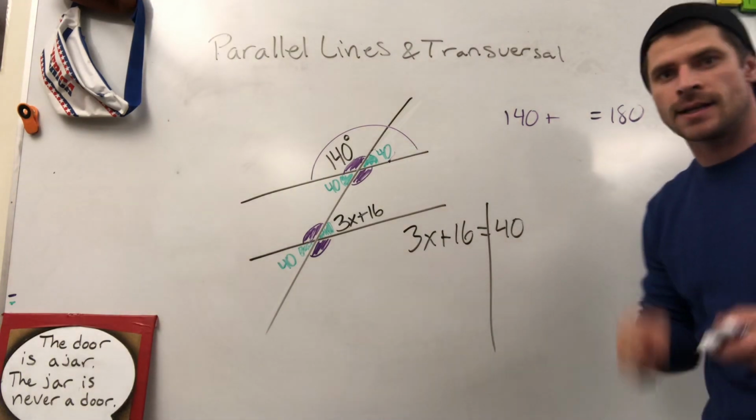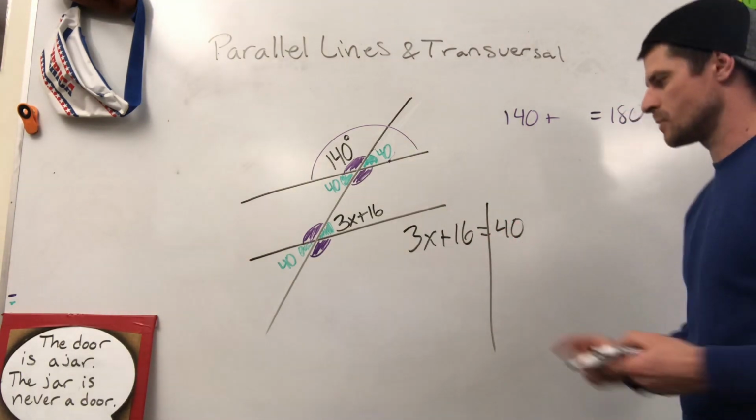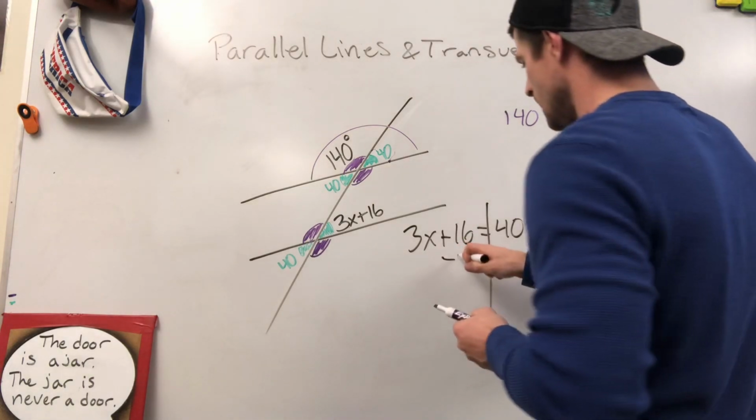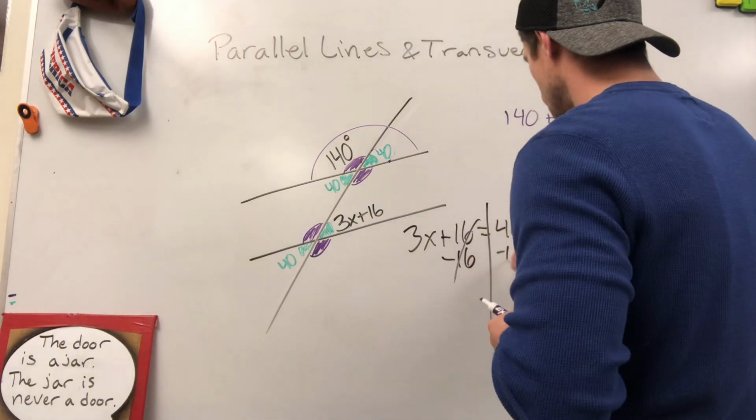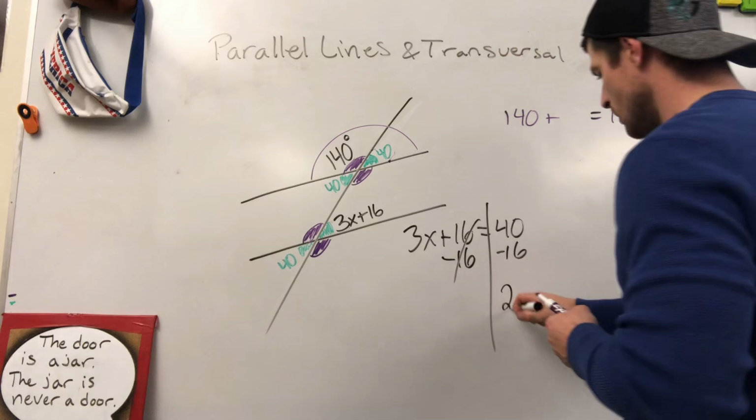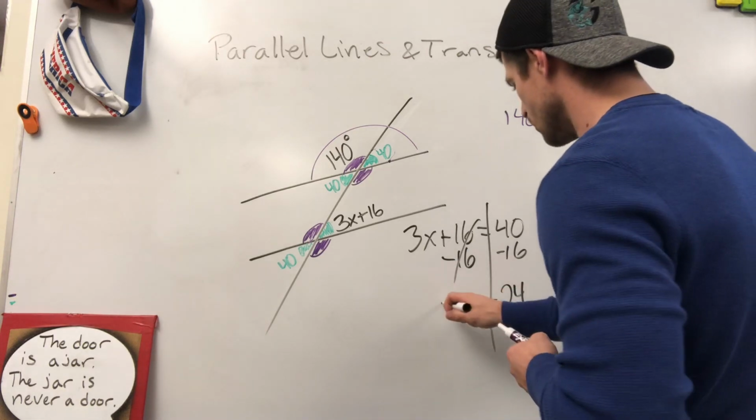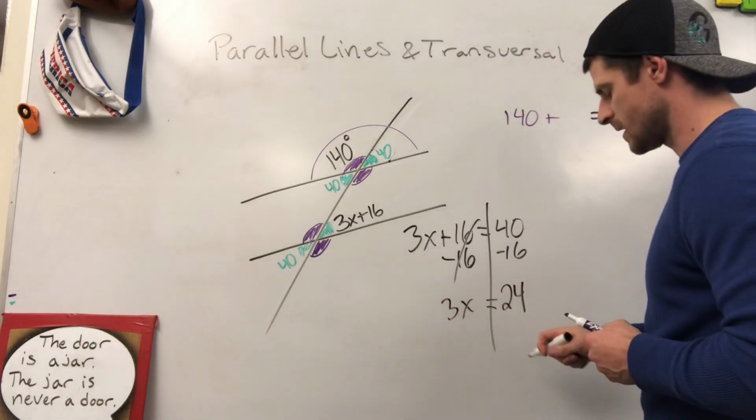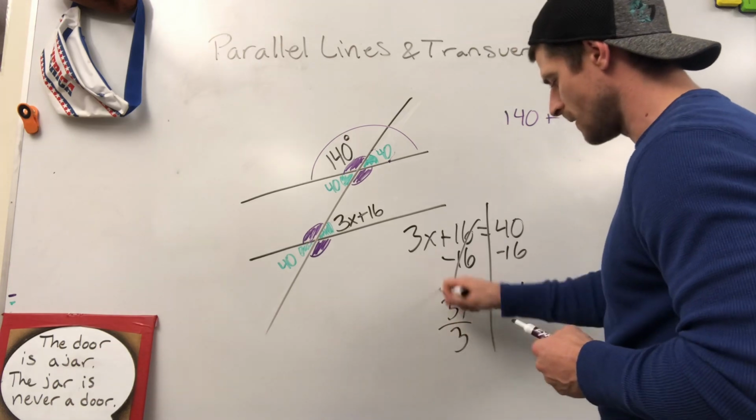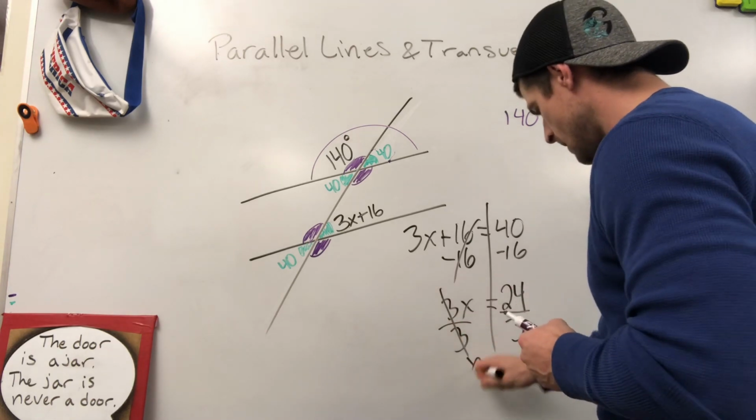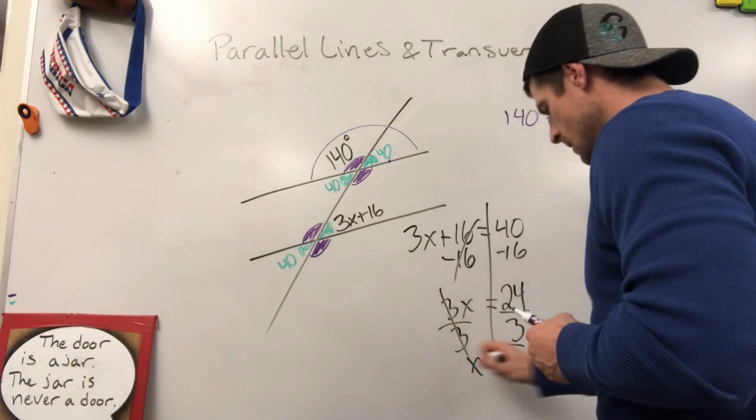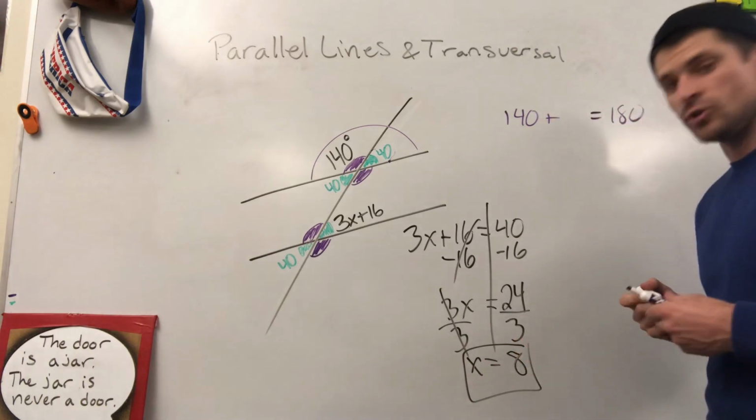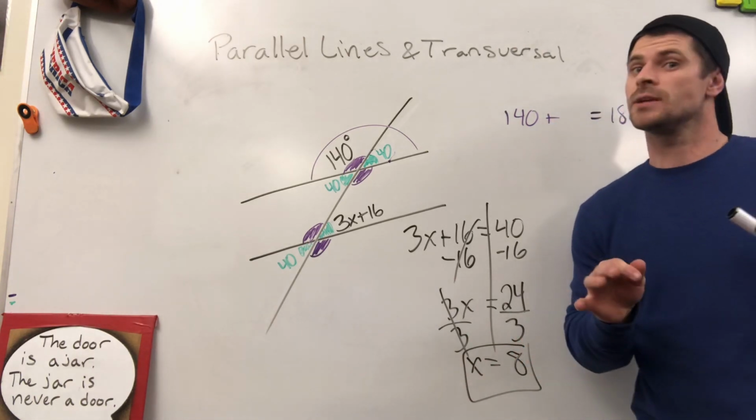More often than not, in an algebra class, you're going to be asked to do some algebra. Write an equation out and inverse operate to solve. Minus 16, leaving me with 24. 24 is equal to 3x. 3 times x equals 24. Opposite of multiplying, divide. Divide. X equals 8.